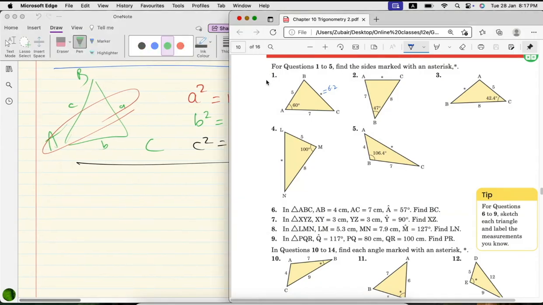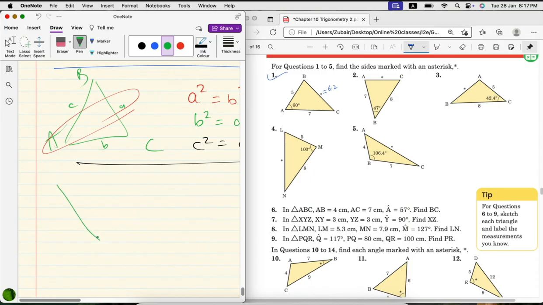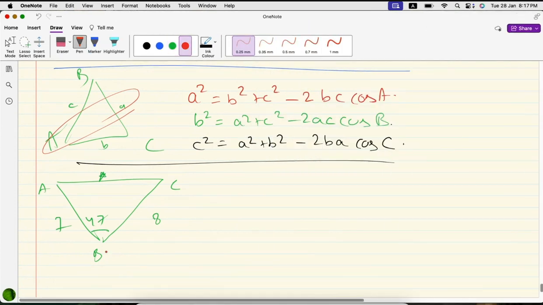Question number 2, Ali just did the first one. Number 2 shows A, B, C, 7 is given, 8 is given, 47 is given, and we have to find this missing side. So missing side, let me just call that B. So the remaining sides are, this is B squared is equal to 7 square plus 8 square minus 2 into 7 into 8 into cos of angle involved, 47.